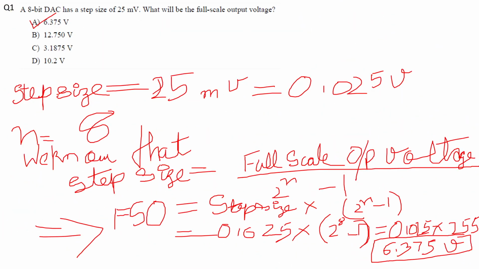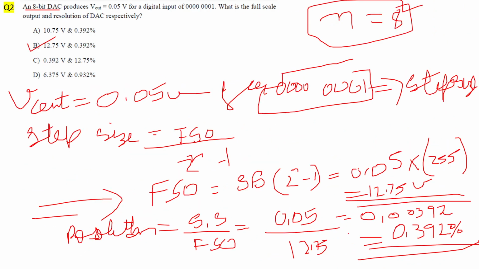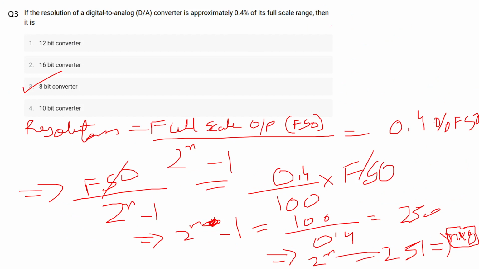So this was the first question, just simply using the formula and you can get the full scale output voltage. And this was also based on this thing, but here you are given the output voltage corresponding to digital input 1. So from that you got the step size and then you approached the question. This was again based on this thing where resolution was given in terms of the percentage of the full scale output voltage, and using the formulas you got this. You need to figure out what type of converter this was. So it was an 8-bit converter.